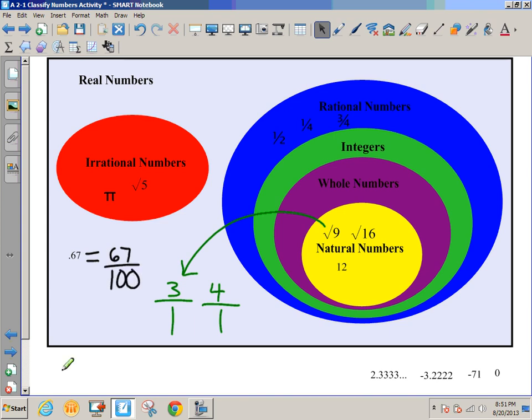So let's think about that for a minute. Is it rational? Yes, there's nothing crazy about it. But is it an integer? No, I wouldn't put that on a number line. It would just fall into the rational number category. And that's it, just up there in the blue bubble.